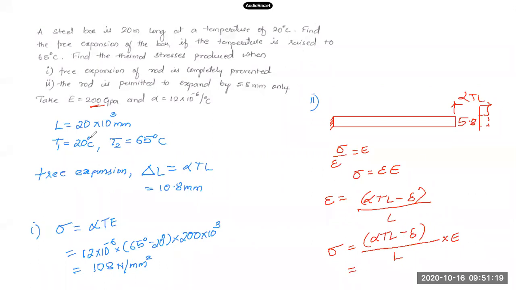Alpha is 12 into 10 raised to minus 6. T is 65 minus 20, that is 45 degrees. L is 20 into 10 raised to 3. And delta is this free expansion, whatever free expansion is allowed. Up to this there will not be any stresses developed, that's why I have deducted this. Beyond this, whatever free expansion is prevented, due to that the stresses will get developed in the bar. Can you tell me what this will give you? Answer.